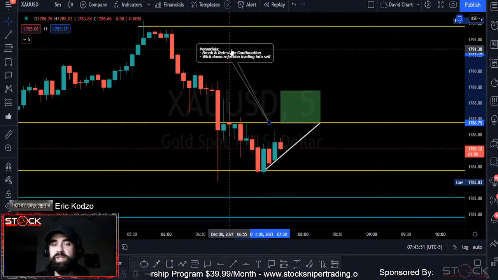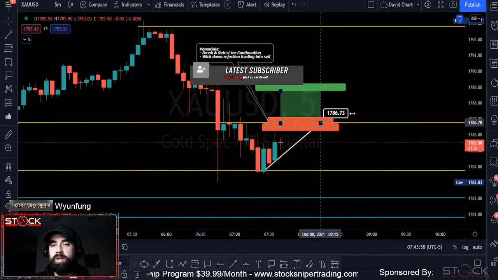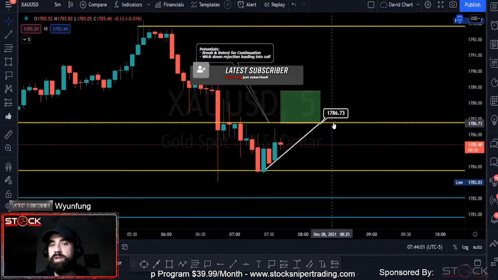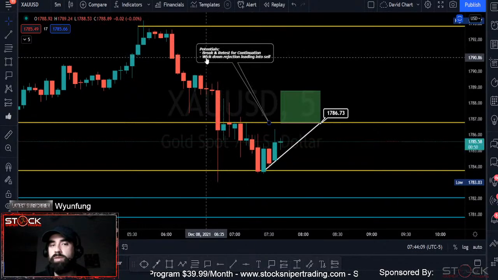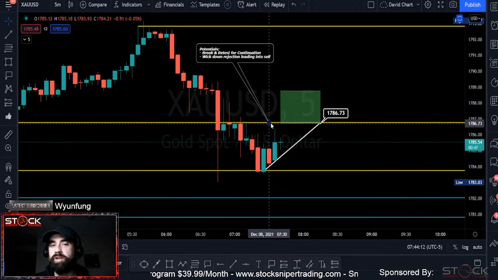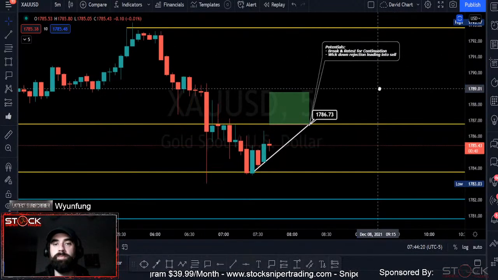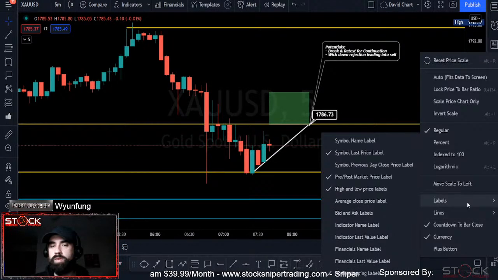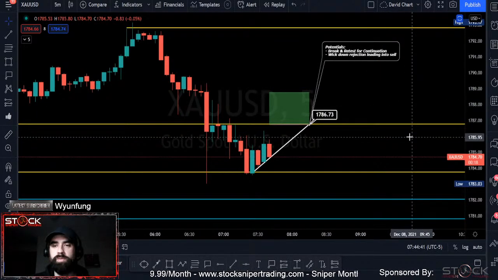Okay, so hopefully you guys can understand this. Potential areas when we get to 1786.73. Okay, break and retest for confirmation. We have a possible wick down rejection leading into a sell as soon as it gets to this area. Okay, so maybe I'll move this over here so you can see it. That way it's connecting. Shows you both opportunities. Okay, I'll add that one on there too.